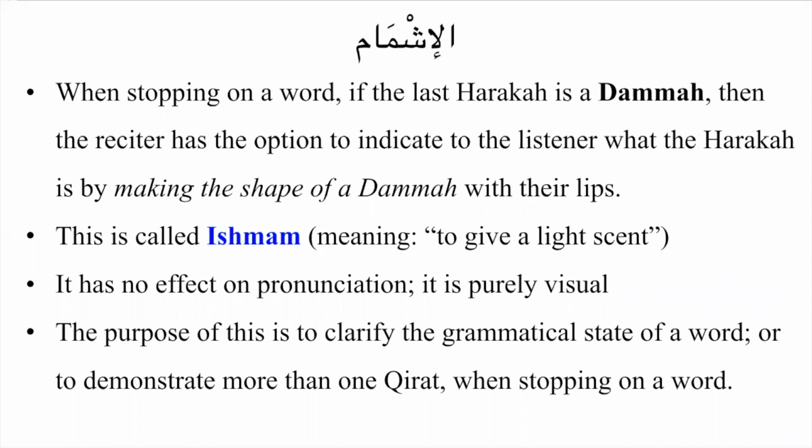So we say that a blind person can hear Raum, and a deaf person can see ishmam, but you cannot switch them. So Raum is something that is heard but not seen, whereas ishmam is something that is seen but not heard. It has no effect on how I pronounce the word. And again, like Raum, this is meant to clarify the grammatical state of a word or to demonstrate more than one qira'ah when stopping on a word.